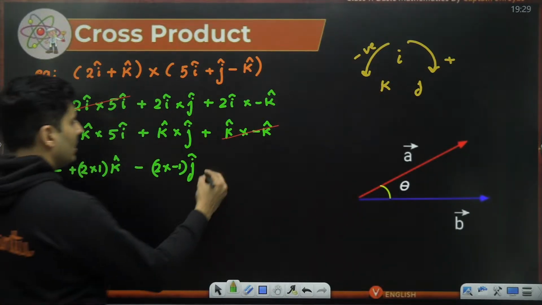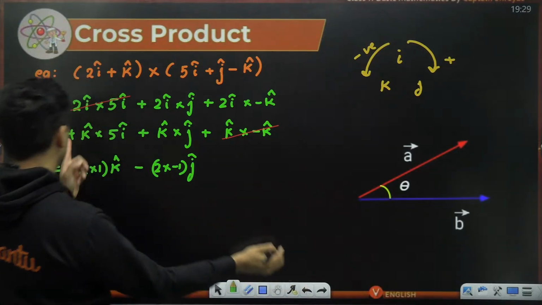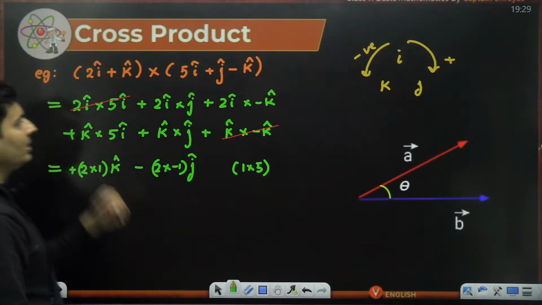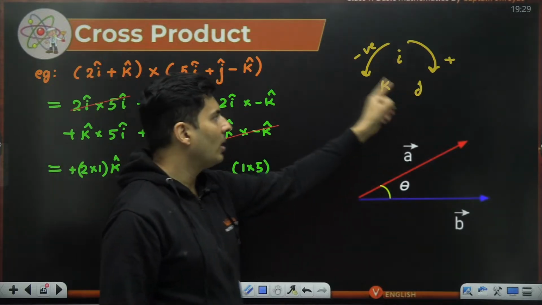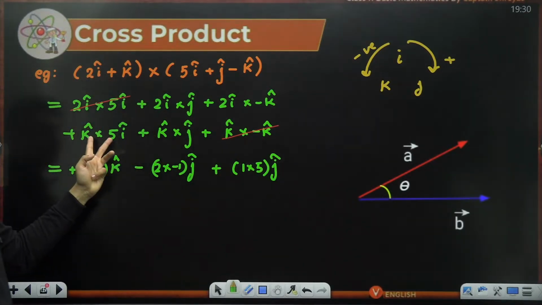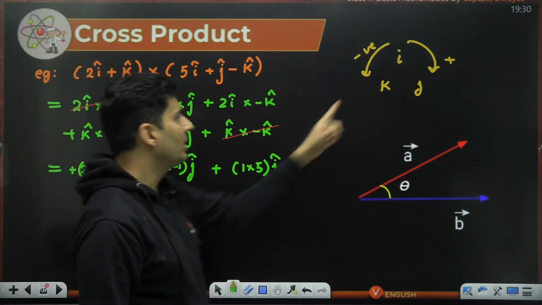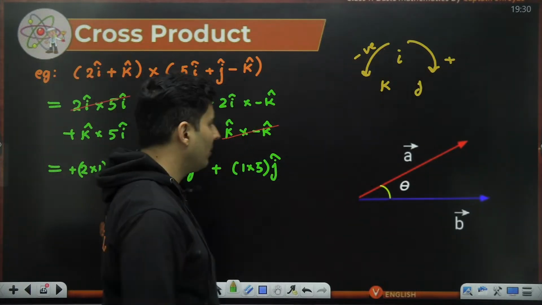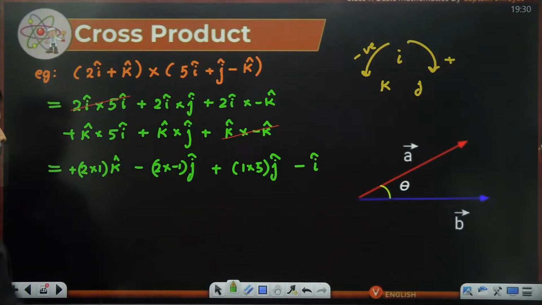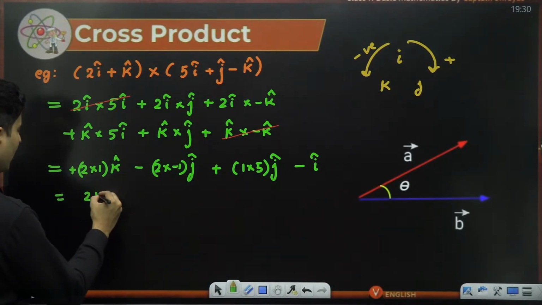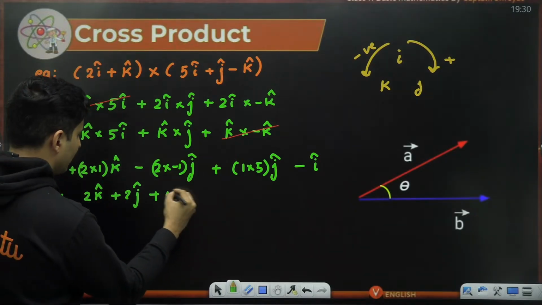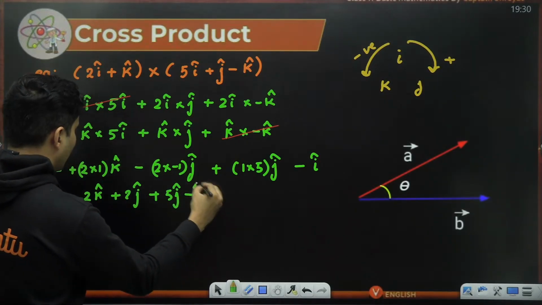What about this? 1 into 5 is there. K into I. K into I is clockwise. So positive j cap. Last thing, k into j. K into j means anti-clockwise. So it will be negative I cap. So this is going to be 2k cap plus 2j cap plus 5j cap minus I cap.